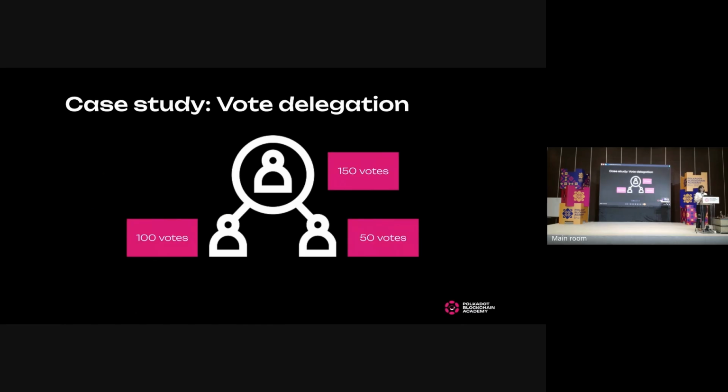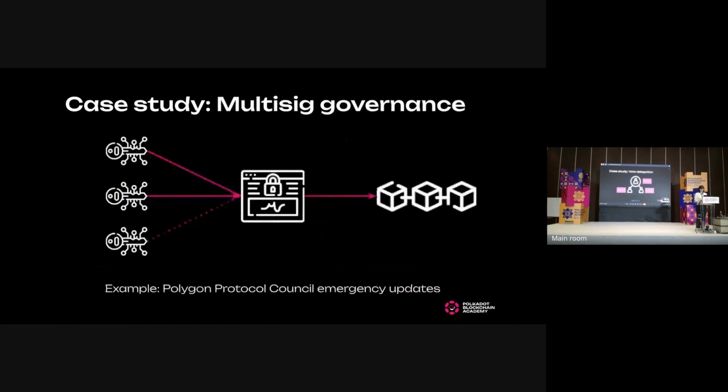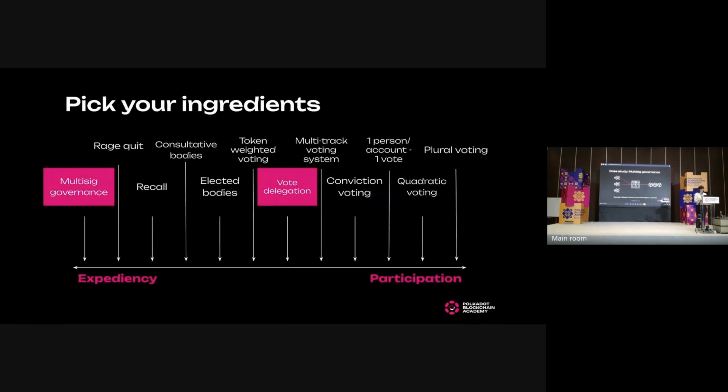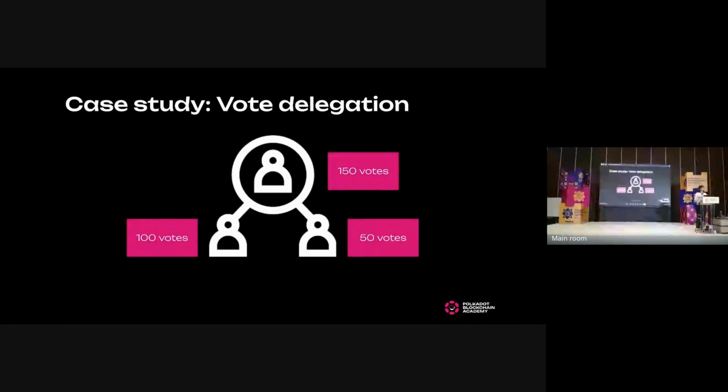Then on the other hand, you have vote delegation. That's kind of plus minus in the middle. It's kind of a compromise between participation and expediency. It combines both a little bit. So in this case, you still have participation, right? So you have people that still get to have influence by delegating their votes to someone they trust. So this is also a way to do it.